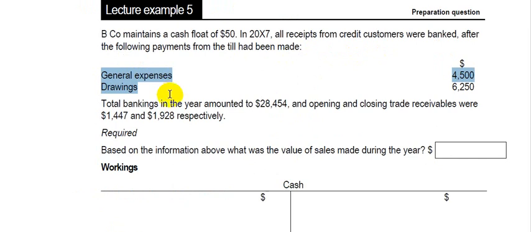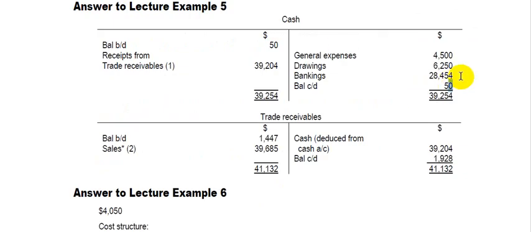And then next we are told total bankings in the year amounted to 28,454. So again, this is cash coming out of the till from the cash account going to the bank. Again, you're going to credit the 28,454.